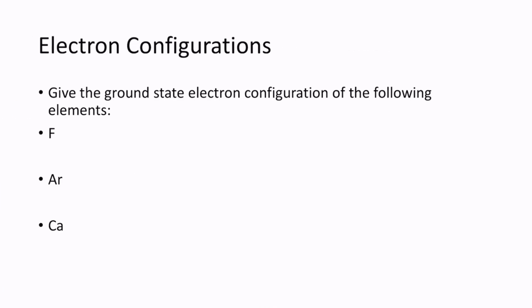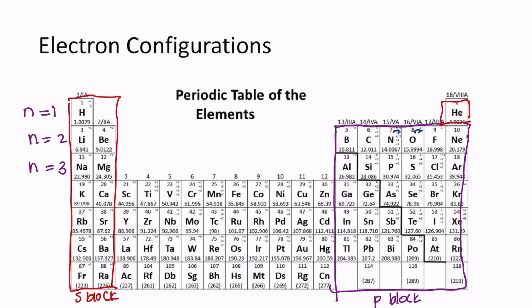So let's look at some examples. Give the ground state electron configuration for the following elements. The first one we have is fluorine. So I'm going to go back to my periodic table and I'm going to find fluorine.